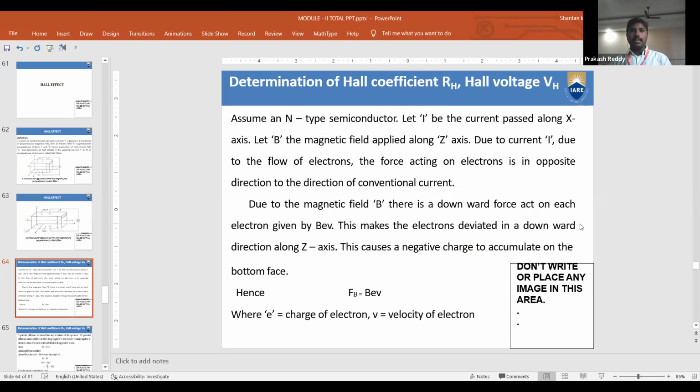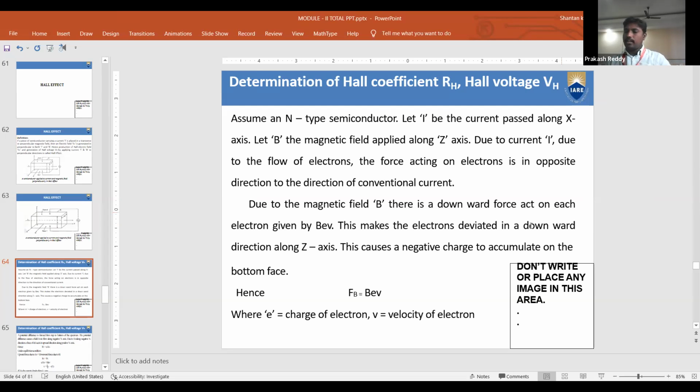Due to the current I, the flow of electrons is in the direction opposite to the conventional current, and due to the magnetic field B, there is a downward force acting on each electron. That magnetic force we take as B into e into v. So the flow of electrons occurs in the z-axis direction, and negative charge accumulates at the bottom base.